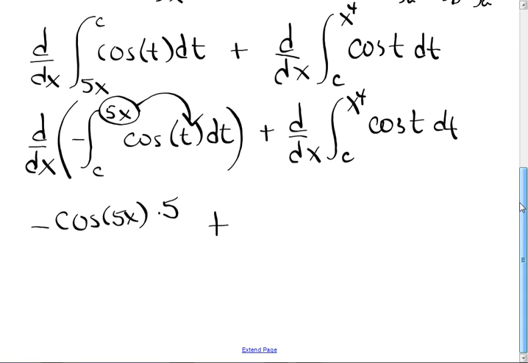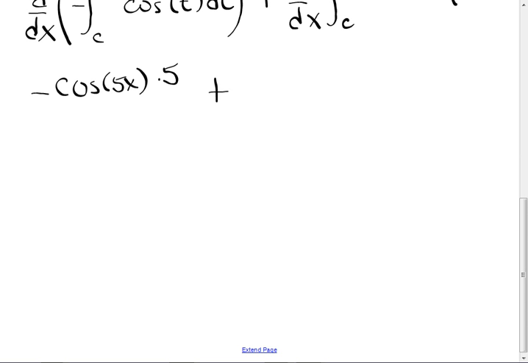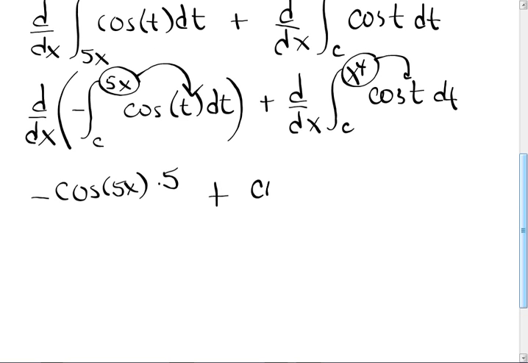And what's this one going to be then? We put x to the 4th in for t. Sorry. Yes, cosine of x to the 4th times the derivative of x to the 4th, which is what? No, 4x cubed.